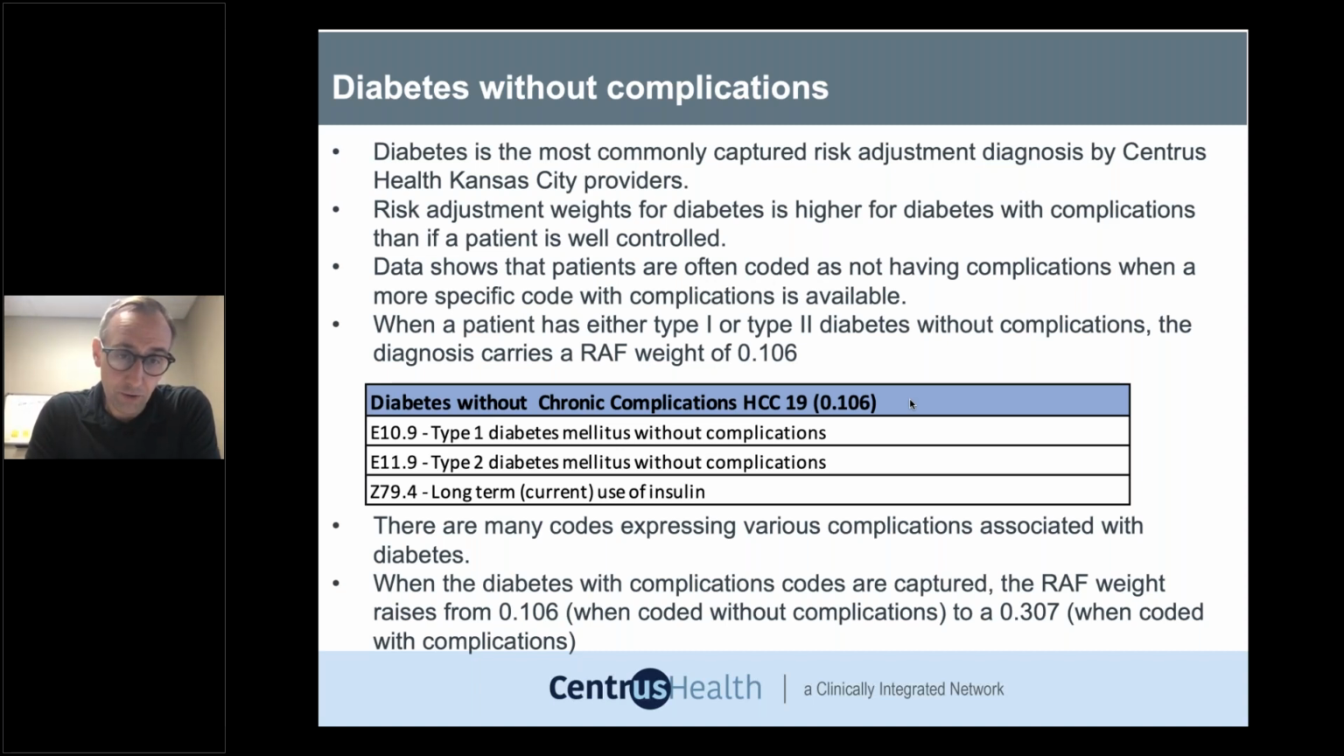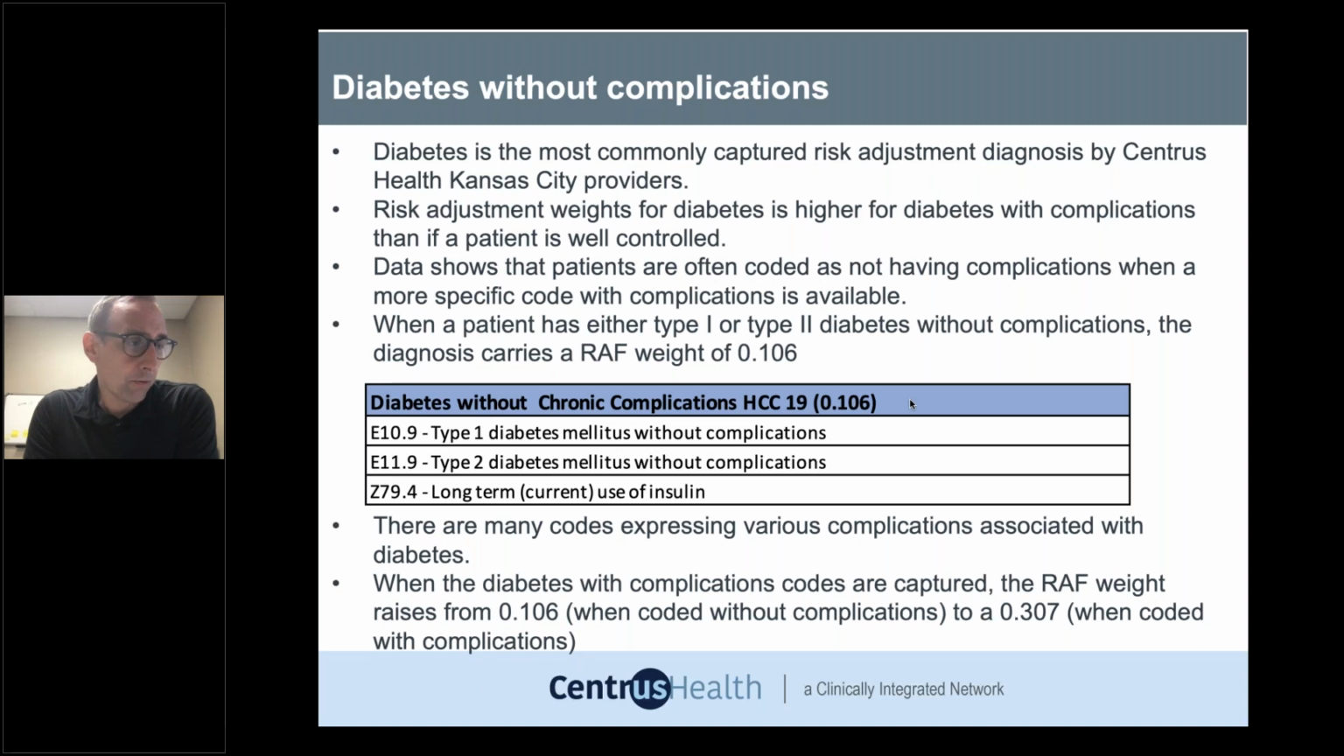Risk-adjusted weights are different for patients who have chronic complications as opposed to those without. If a patient has type 1 or type 2 diabetes and they're well controlled, they don't have any complications, the risk-adjusted weight assigned to that patient is a 0.106. What we see when we look at the data is a lot of patients that are coded as diabetic patients without complications. If the complication is taken into consideration, the risk-adjusted weight goes from a 0.106 up to a 0.307. So it's almost a 3-time increase of what we see on the risk-adjusted weight of these patients.